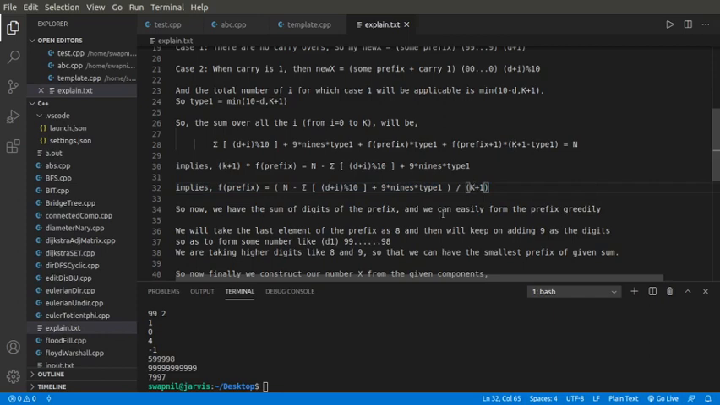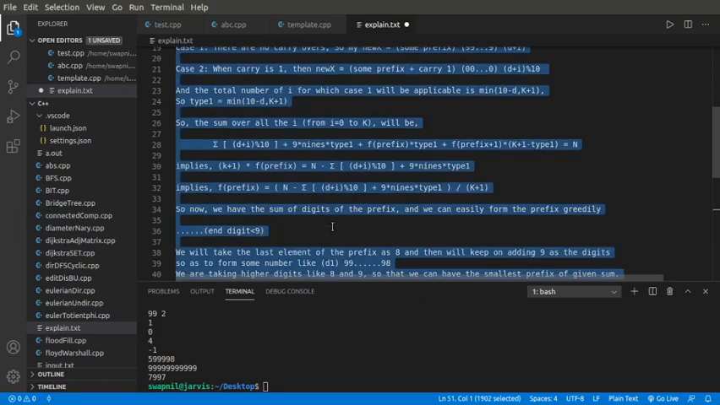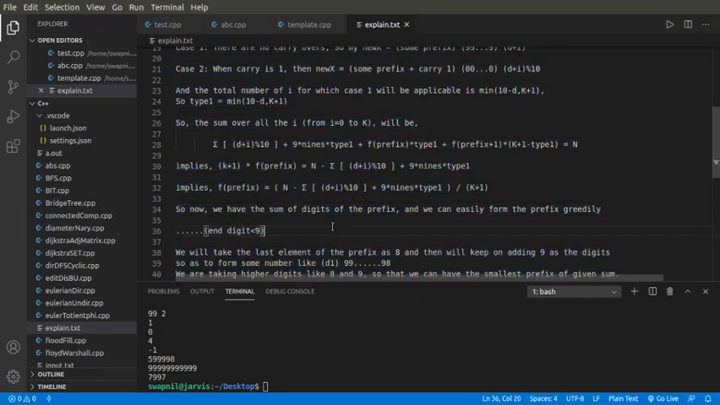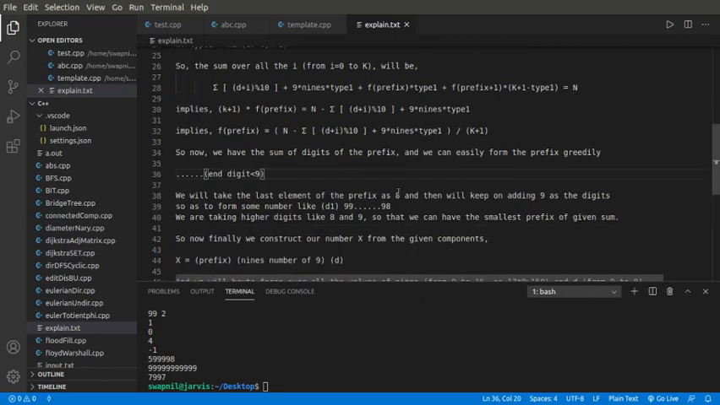So now what we have here is f of prefix. What is f of prefix? We have the sum of digits of the prefix, right? So from the sum of digits we can easily form the prefix greedily, right? So what information do we have about the prefix? The information I have about the prefix is that the end digit of this prefix should be less than 9 to stop the integer flow, which I already discussed at the time of my assumption. And we will take the last element of this prefix as 8.